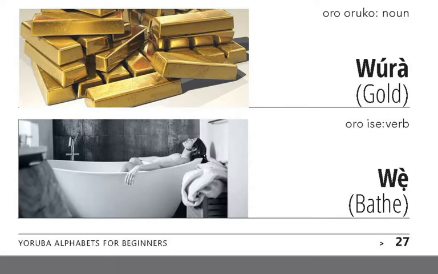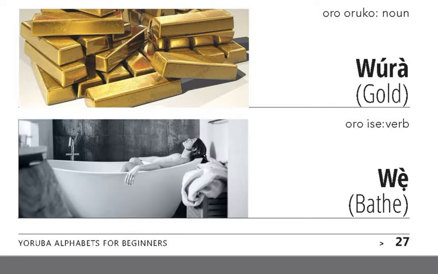The next one, we, e. W in English is we in Yoruba. We, e, ewe, leaf.